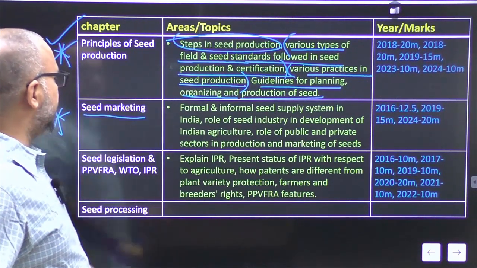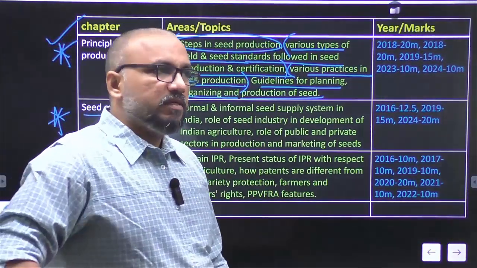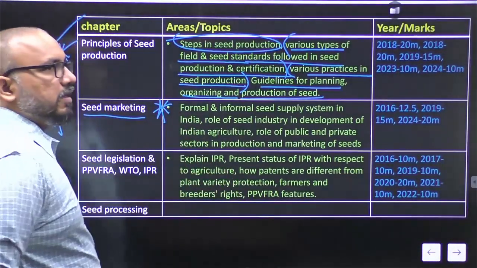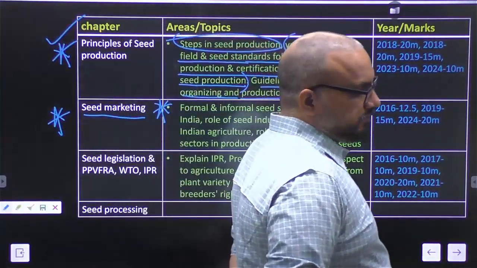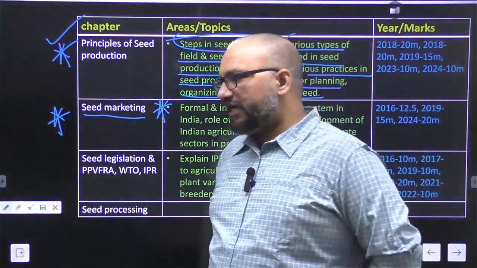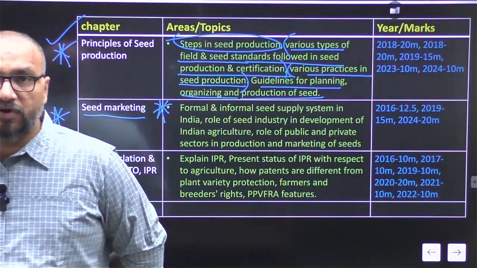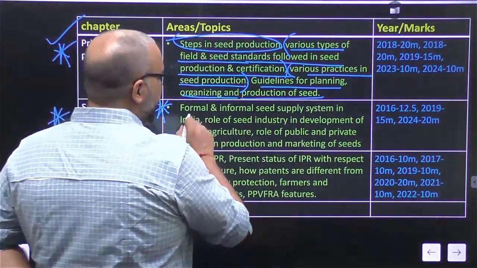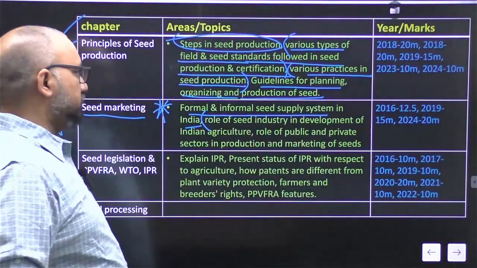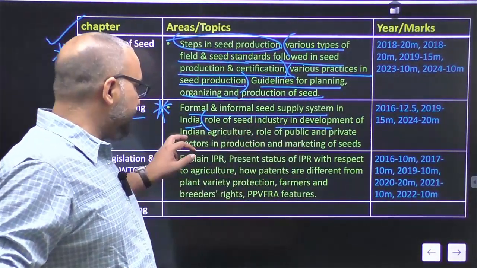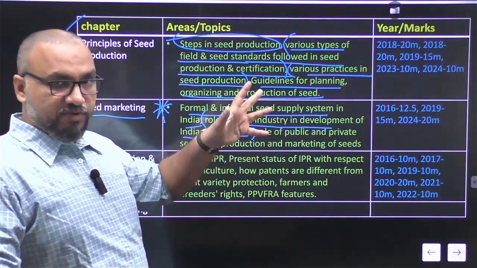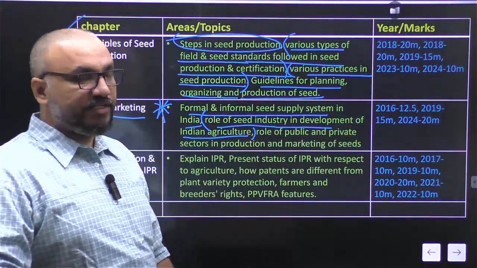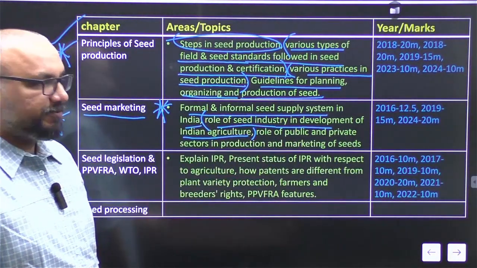Then next is seed marketing. So this is also an important topic. You have to understand and you have to have a good knowledge regarding the institutions that are involved in the distribution of seeds. So formal and informal seed supply system in India, the role of seed industry in the development of Indian agriculture. So a general question was asked once. Role of public and private sectors in the production and marketing of seeds. So such general questions are generally asked.